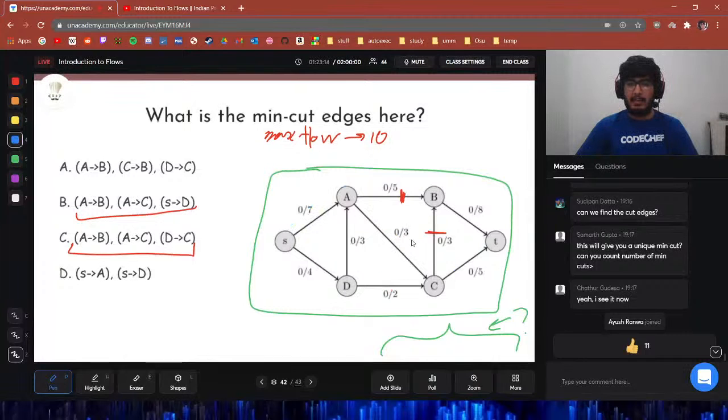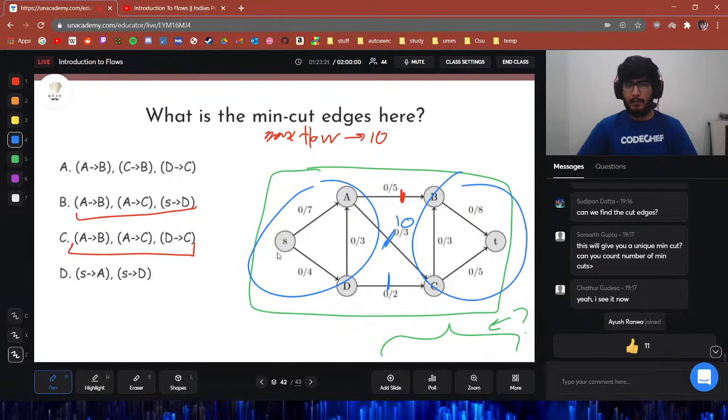So the minimum cut here is exactly A to B, A to C, and D to C, where the sum is 10, and also this set is going to be separated from this set, or the source does not have any path to go to T, right?